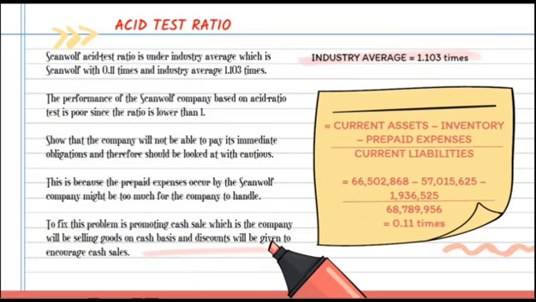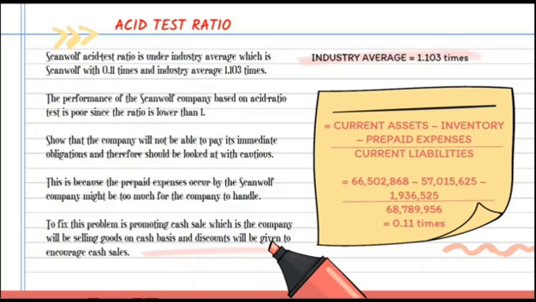Okay, the performance of the Scanwolf company based on acid test ratio is poor because the acid test ratio of Scanwolf company is under 1. This results in the company not being able to pay its immediate obligations and therefore should be looked at with caution. The reason why this is happening is because the prepaid expenses incurred by the Scanwolf company might be too much for the company to handle.